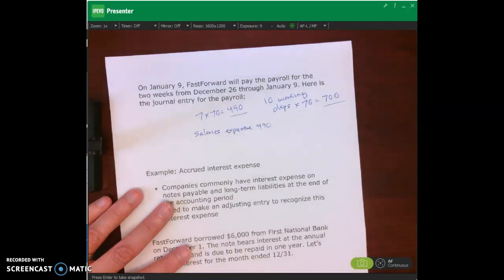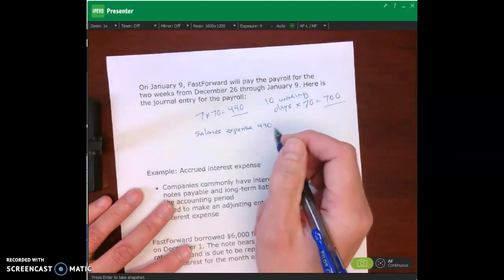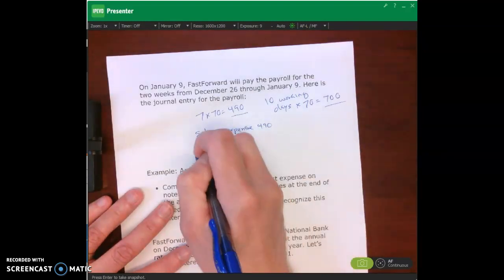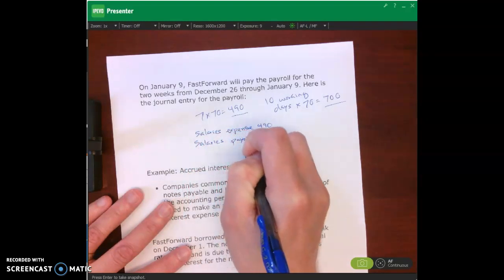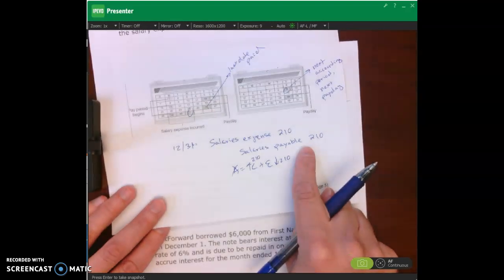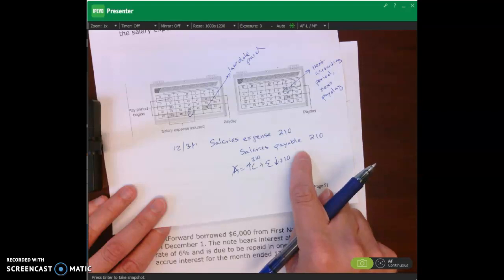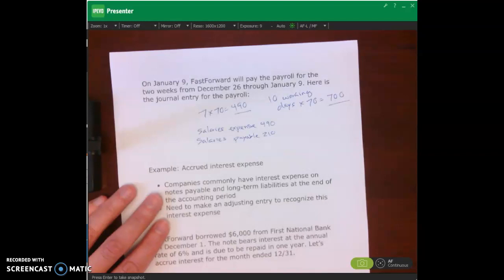$490 worth of salaries expense in this second year. And then I recognize an expense with a debit. And then I will debit salaries payable for that $210, which is how much I put up on the balance sheet at the end of the last accounting period, because I'm paying for that. And how do I decrease the liability? A debit. So I decrease this liability, salaries payable, by debiting salaries payable for $210.